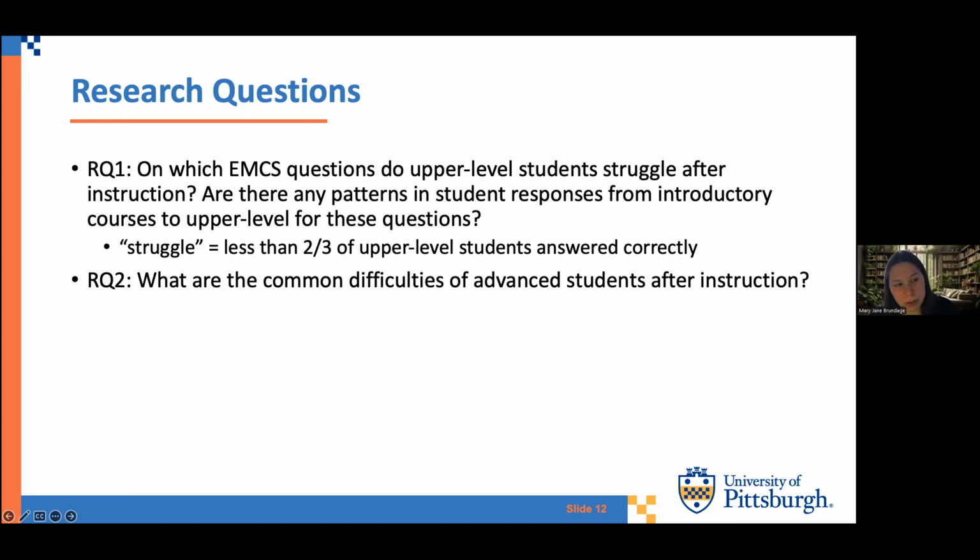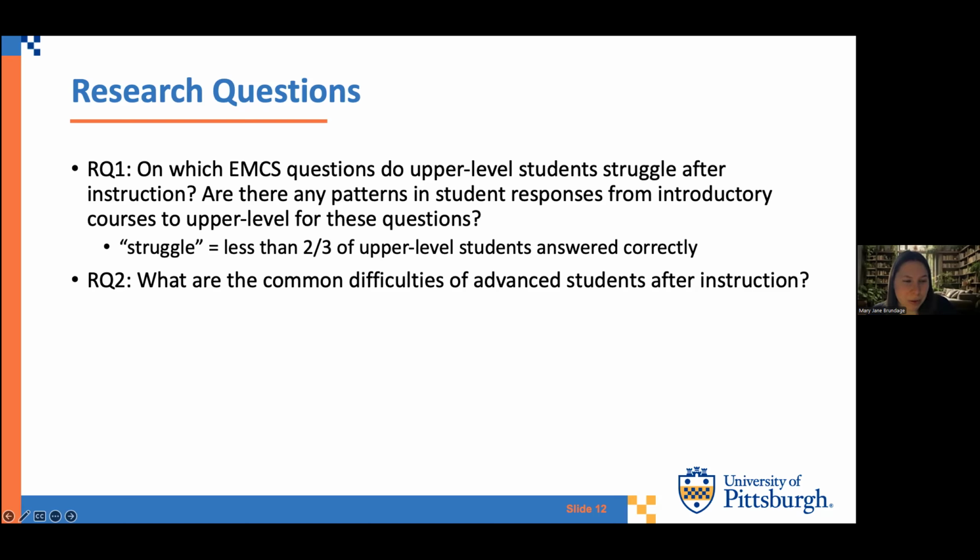So our two research questions were on the EMCS, the Energy Momentum Conceptual Survey. On which questions do upper level students struggle after instruction? And are there any patterns in student responses from introductory courses to upper level students for these questions? So we define struggling. If you're an upper level student, we would want at least 2/3 of students to get it right. For introductory level students, we want at least half of students to get each question right, and so we would say that a question is hard, or that students struggled on it, if they didn't reach that threshold. That 2/3 correct threshold is the one that we used for upper level students.